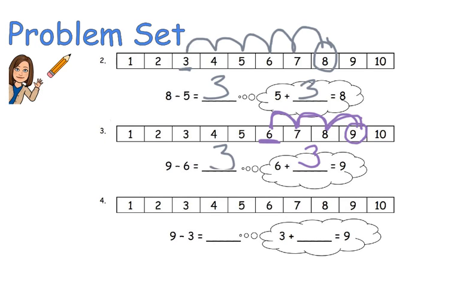All right, let's look at number 4. So I'm just going to read number 4 with you, and then you can do it by yourself. So your problem says 9 minus 3. So here's your hint. You're going to start at 9, and you need to figure out how to take away 3. So go ahead and pause your video and complete problem number 4.